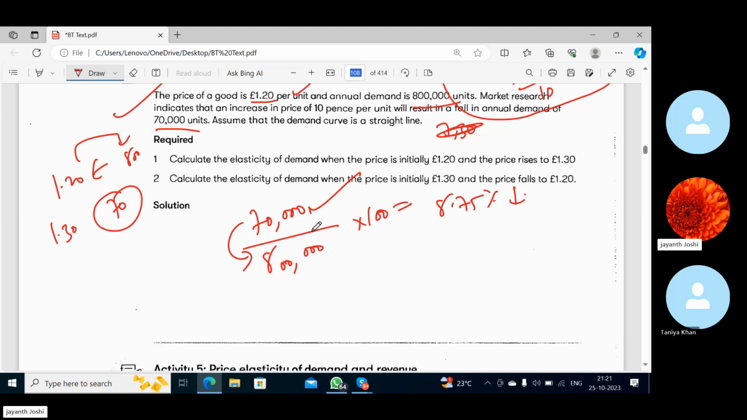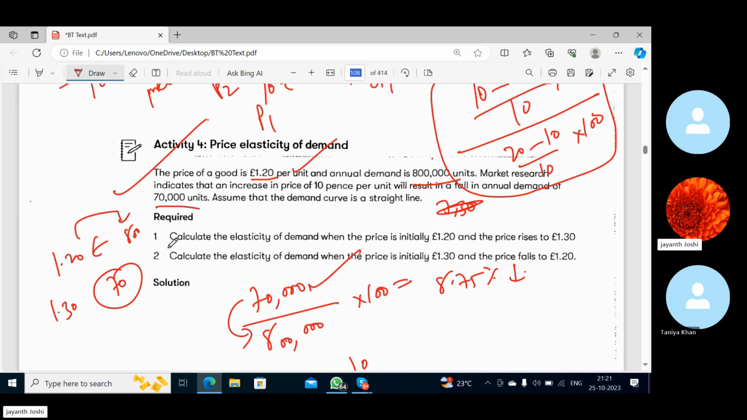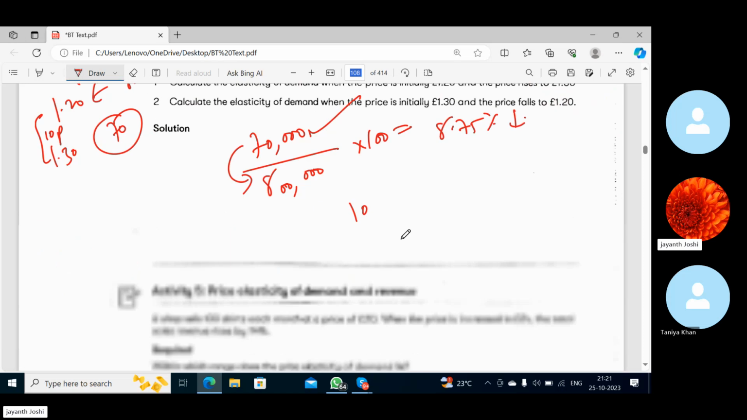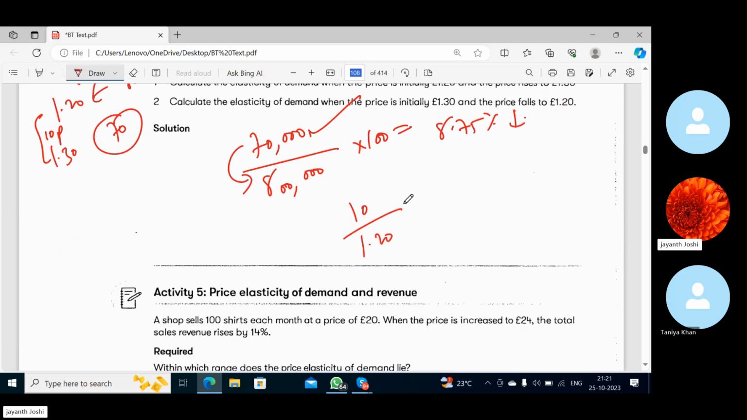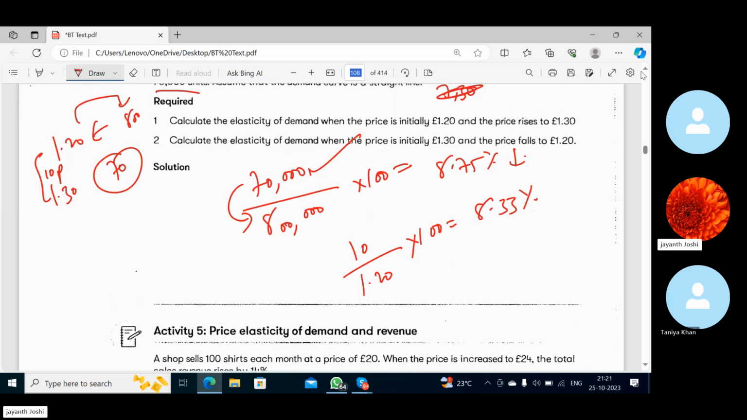Now, next, percentage change in price, we'll see. This is the percentage change in demand. Percentage change in price: it was 10 pence, right? The change is 10 pence, divided by the actual, which was 1.20, into 100. It is 8.33%. Okay. So quantity demand is falling because of the rise in price.